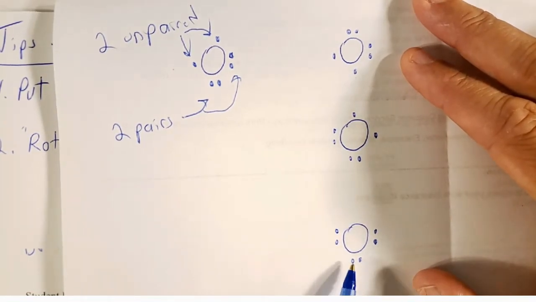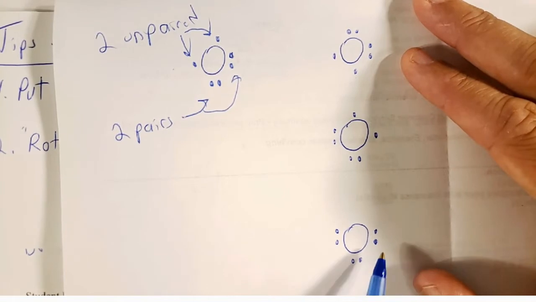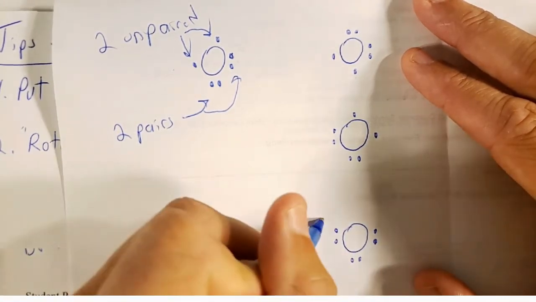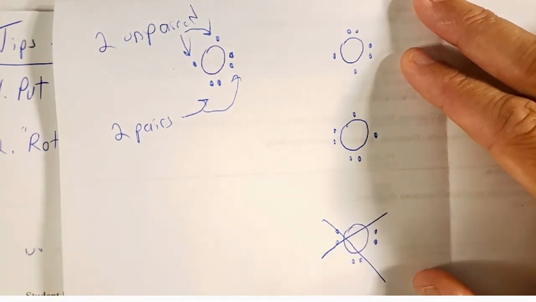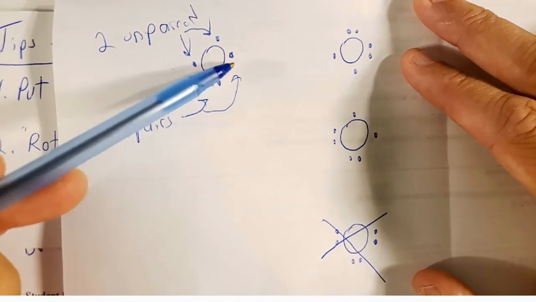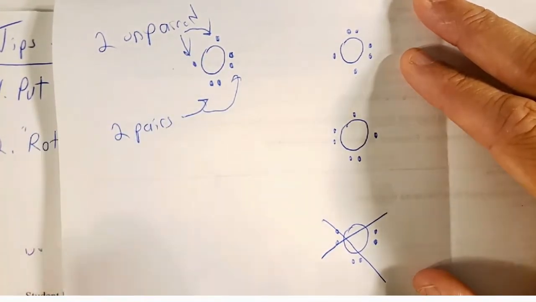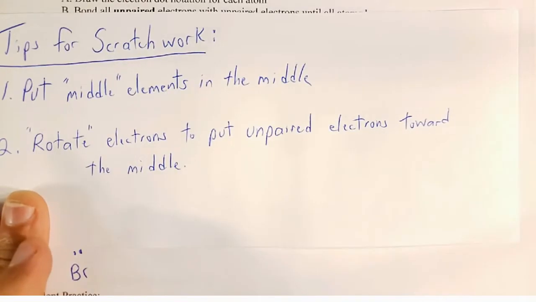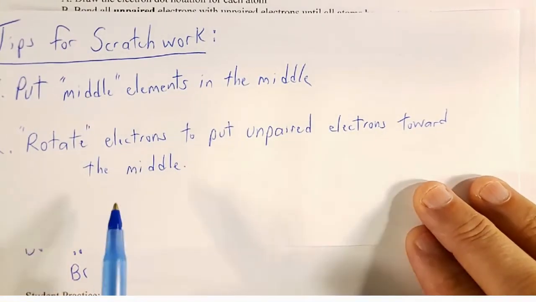Of course, the answer is no, because even though we have 6 electrons here, in this case we have 3 pairs and 0 unpaired, so that is not an acceptable way. Okay, so you can rotate it however you want to, but you've always got to have 2 pairs and 2 unpaired. So our trick is to always rotate them to put the unpaired ones in the middle.